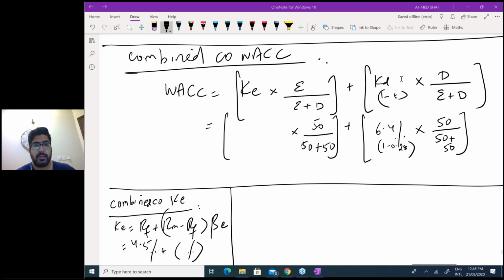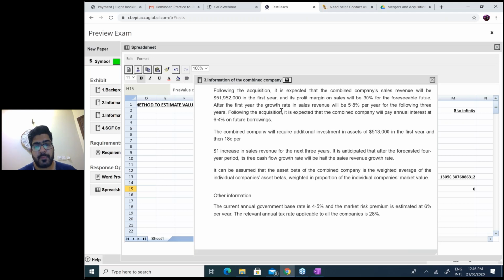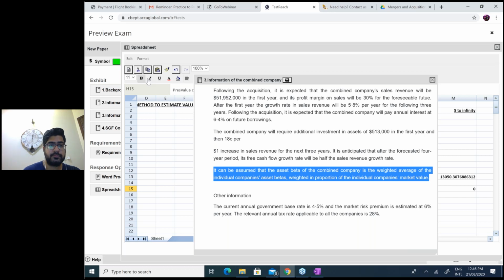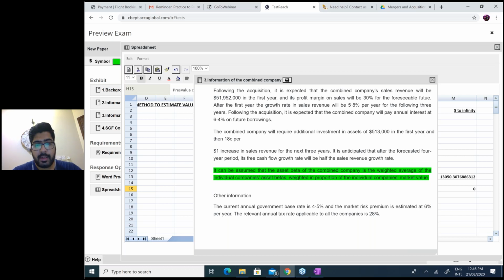So what is the combined beta equity? If we go to the question, this is the information about the combined company. There's no information about the combined beta equity. But read this last line: it can be assumed that the asset beta of the combined company is the weighted average of the individual companies' asset betas, weighted in proportion to their market values. It's a very important thing.